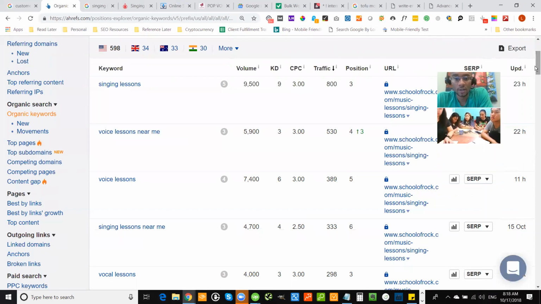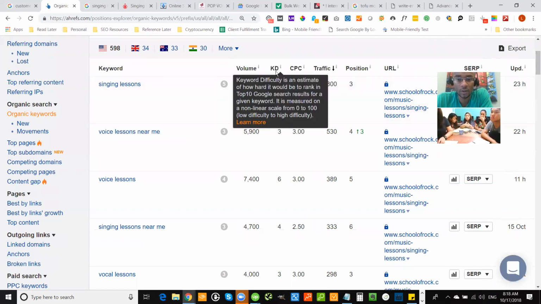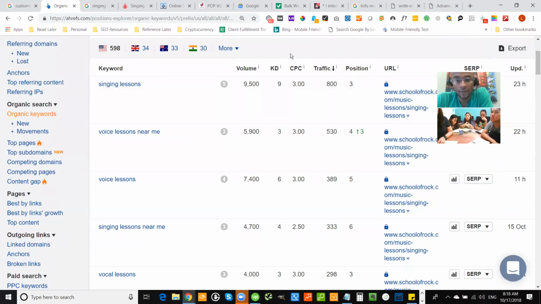And then this also provides some different metrics. So KD stands for keyword difficulty. If you have a brand new website, you want to target keywords that have a low KD, and that's on a scale of 0 to 100. So it looks like singing lessons has a large search volume, 9,500, but it has a very low keyword difficulty. So that might be a keyword that you want to go after.